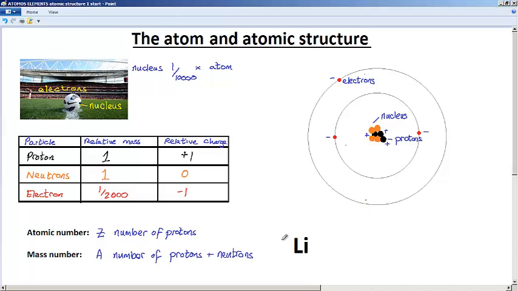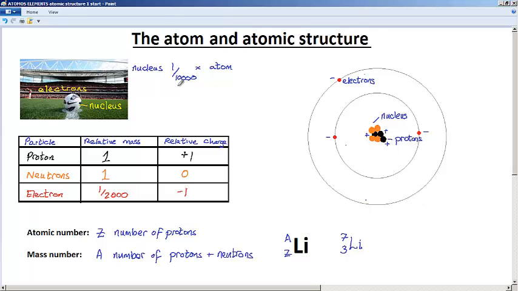Now the nucleus structure of an atom is represented in this way. We often write the mass number above and the atomic number below. So for example, in the case of lithium, we would write 7, because it has 3 protons and 4 neutrons, which makes 7, a mass number of 7, and an atomic number of 3 because it has 3 protons. I would also like to point out that this represents the atom.